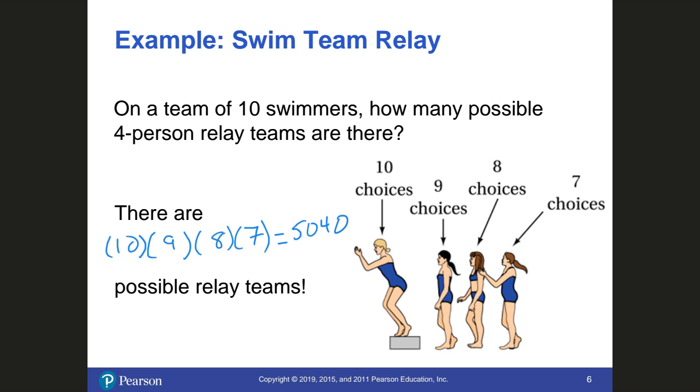So this is really similar to the problem we just did. However, we don't go all the way down. We don't do 10 factorial. We only count 1, 2, 3, 4 choices because we're only choosing 4 people out of the 10.